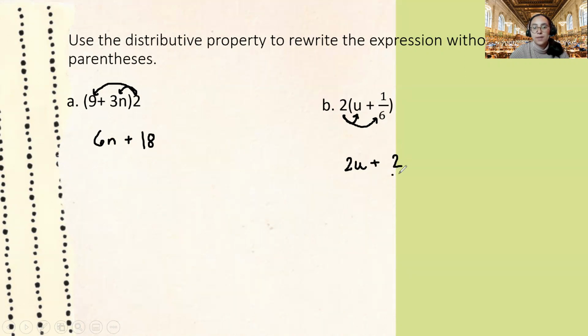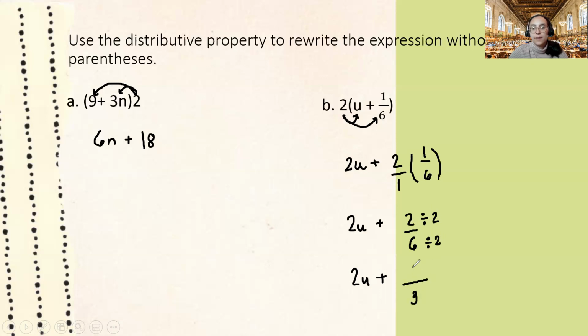And now to multiply this, I'm going to do the exact same thing. I'm going to write this 2 over 1 and write the 1 over 6, because I'm going to be multiplying them. And I'm going to multiply the numerators times the numerators, and the denominators times the denominators. So I'm going to bring down my 2u here, and I'm going to do my multiplication. So 2 times 1 will give me 2. 1 times 6 will give me 6. And I notice that I can reduce this further if I divide top and bottom by 2. So 6 divided by 2 will give me 3, and 2 divided by 2 will give me 1. And here is my final answer.